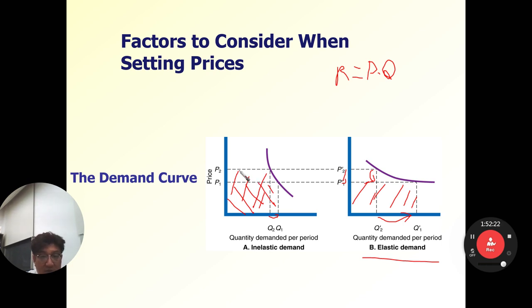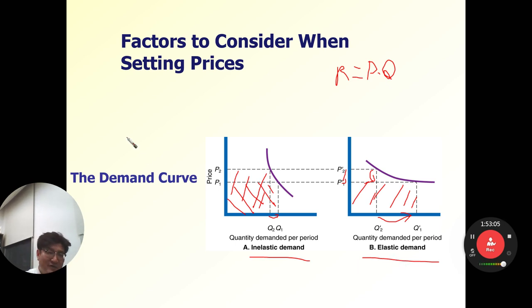Your revenue is bigger before you decrease the price, because even if you decrease the price by the same amount, your increase in the quantity is so small, it doesn't change. The quantity did not respond to the price change as much as it did in the elastic demand case. So what do we call this one? We call it inelastic demand. 비탄력적 수요. This one is 탄력적 수요, right?